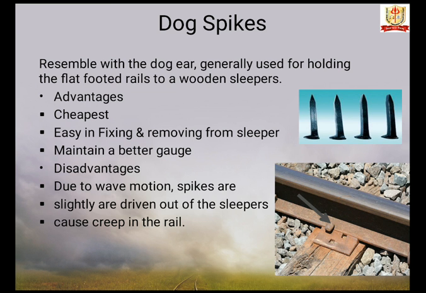Advantages of dog spikes: they are cheap, the material is cheapest, and they are easy in fixing and removing from the sleeper. They maintain the better gauge. Disadvantages: due to the wave motion, spikes are slightly driven out of the sleeper, which causes creep in the rail.